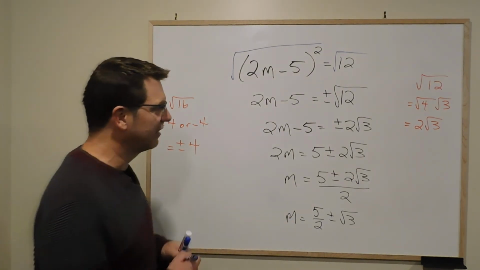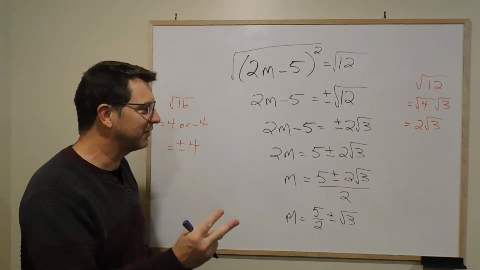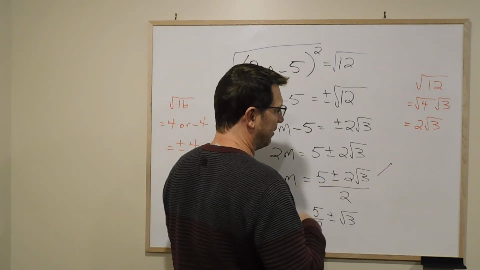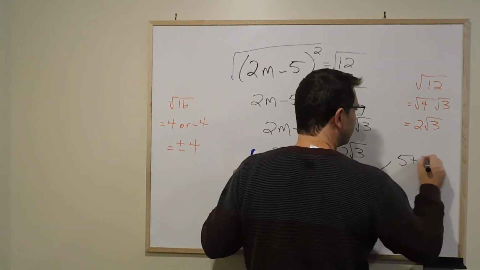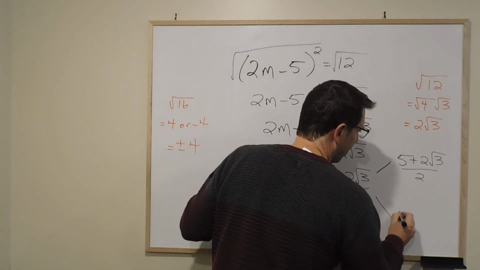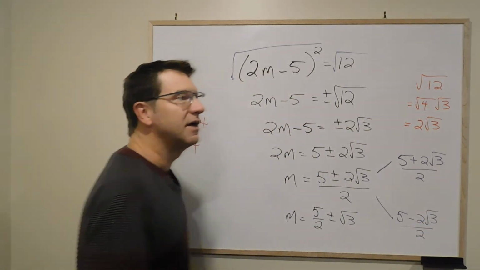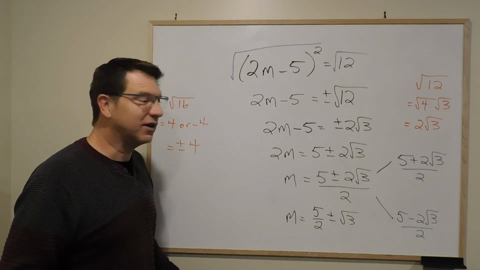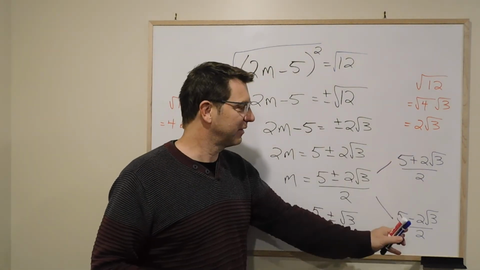This looks like there's one answer, that's what m is, but it's actually 2 answers. The answers are 5 plus 2 root 3 over 2, or 5 minus 2 root 3 over 2. And there are actually 2 different answers. If you got out your calculator and got these to be decimals, you'd see that that is a different decimal answer than that.